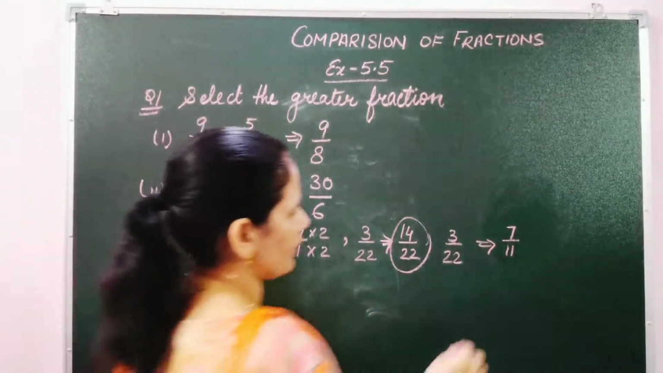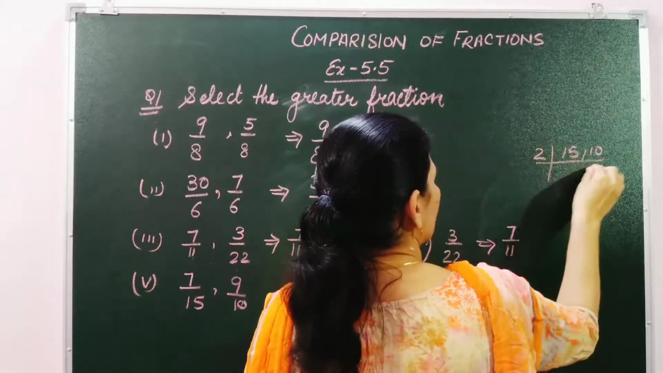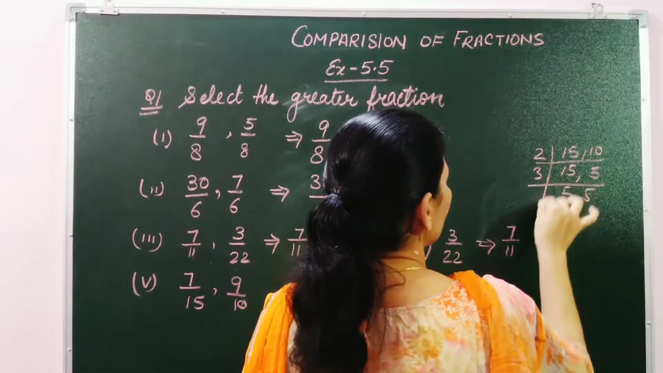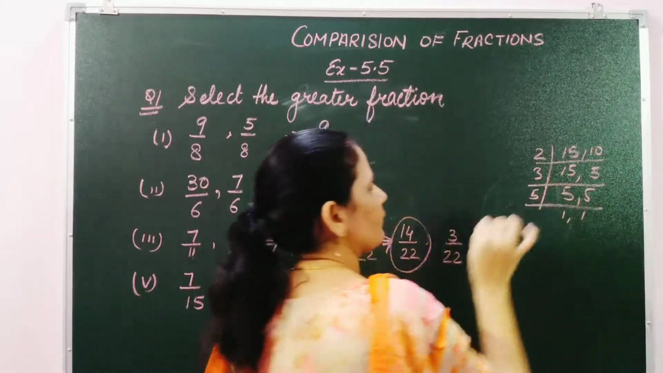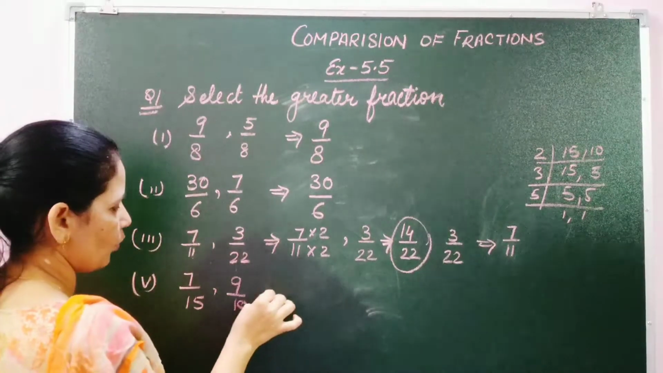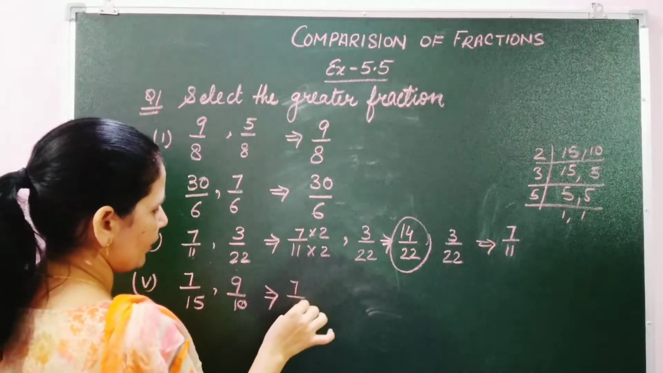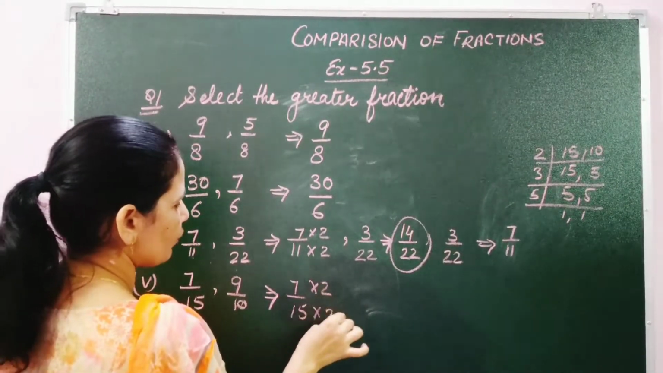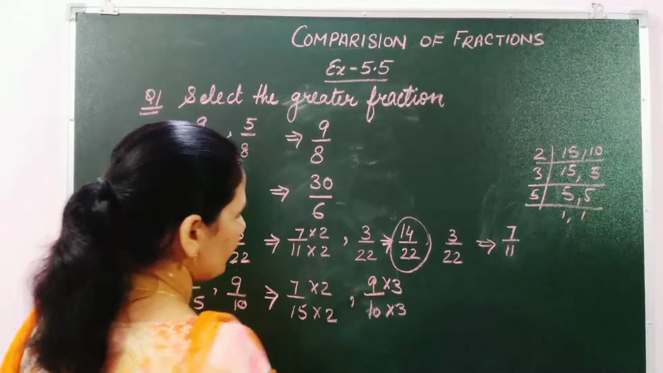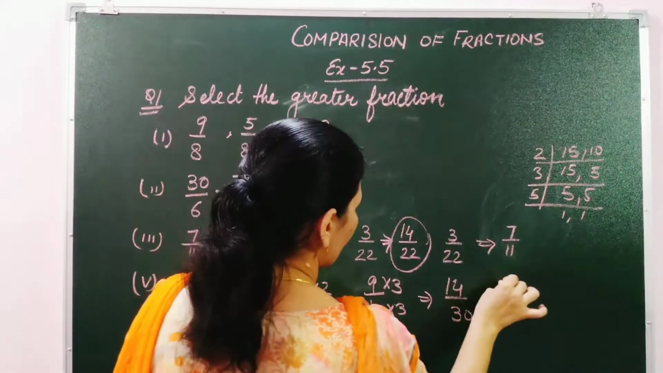15 and 10. First take the LCM of 15 and 10. 2 fives are 10, then 15. 3 fives are 15, then 5, and finally we try with 5. 5 ones are 5, 5 ones are 5. So LCM is 5 threes are 15, 15 twos are 30. So we have to convert both denominators according to our LCM. Here LCM is 30. So 7 by 15 multiply by 2, because 15 twos are 30, and 9 by 10 multiply by 3. 9 threes are 27, 10 threes are 30. So from here we get the fractions 14 by 30 and 27 by 30.